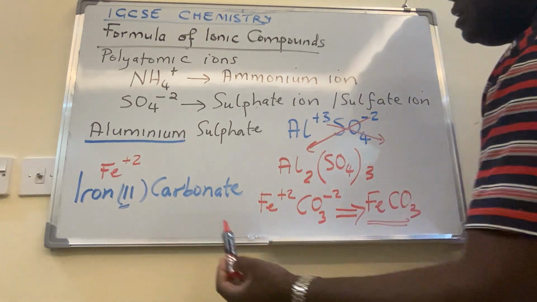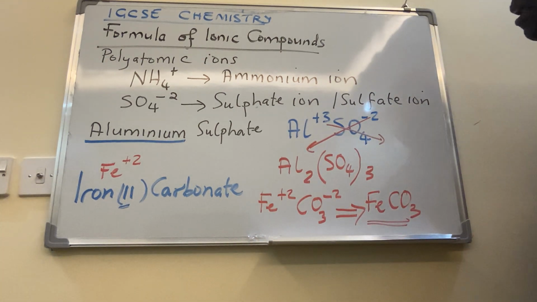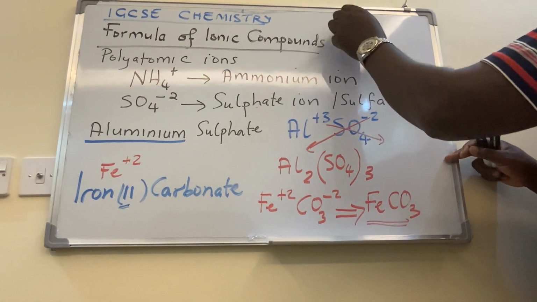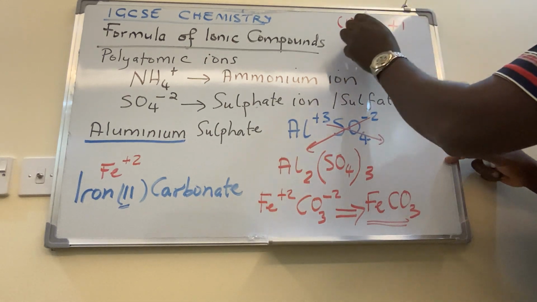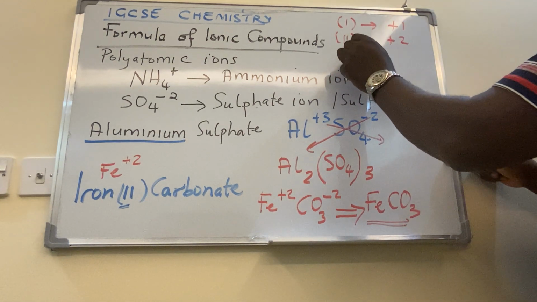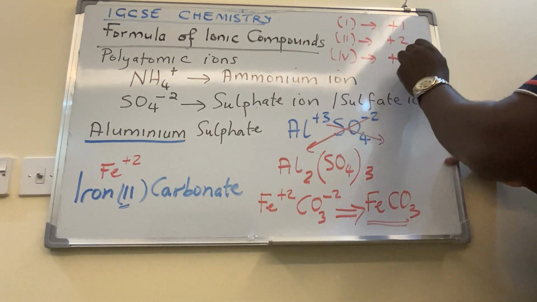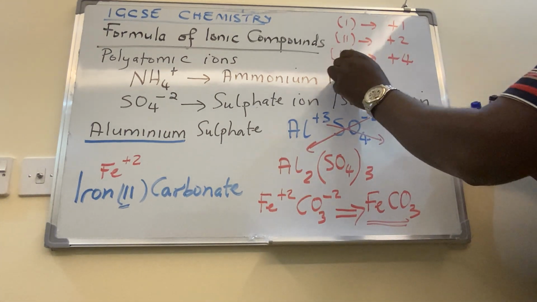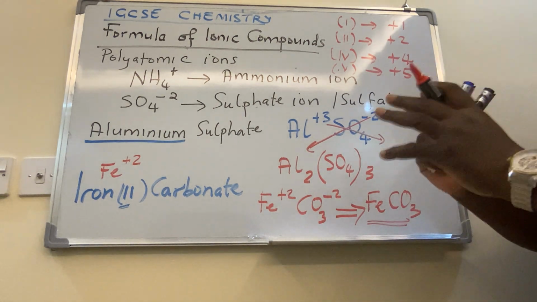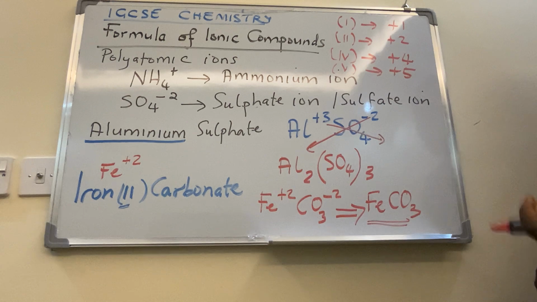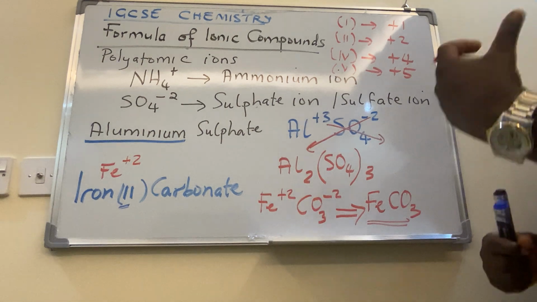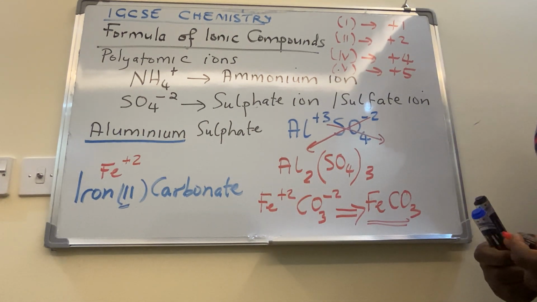If there's a transition element involved, remember the Roman numeral is used to tell you the charge. As a summary, if there is a 1, the charge is plus 1. If there is a 2, the charge is plus 2. If there is a 4, we are talking of a plus 4 charge. If there is a 5, a plus 5 charge. Whenever you see salts that you use in lab experiments, especially for identifying ions, sometimes you see manganese(IV) oxide. They are simply telling you that the charge on manganese there is plus 4.